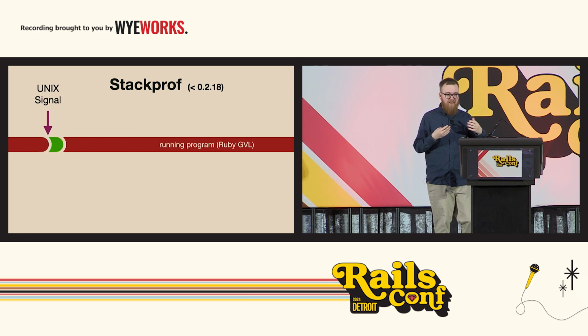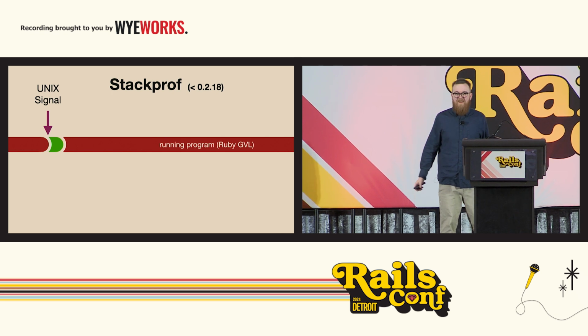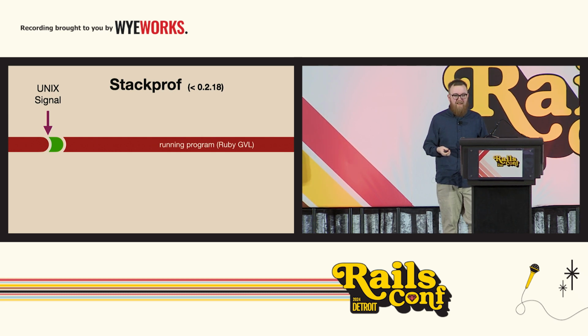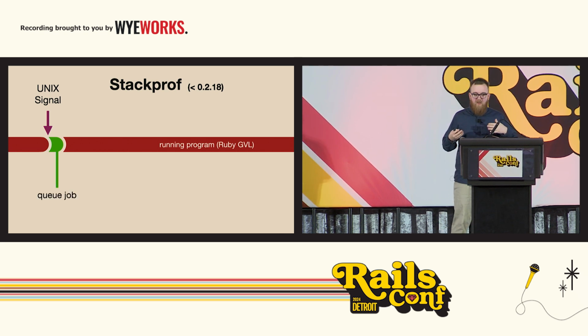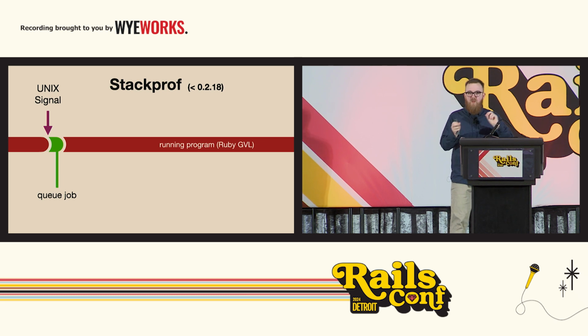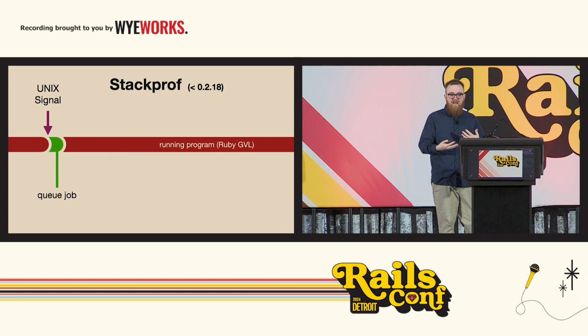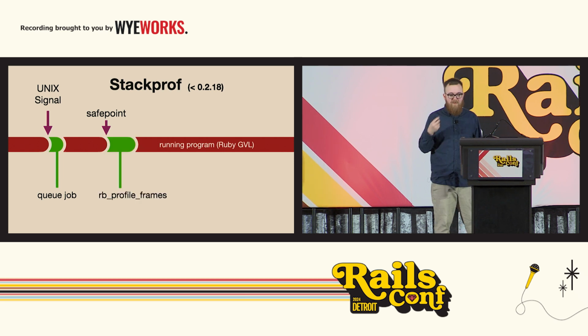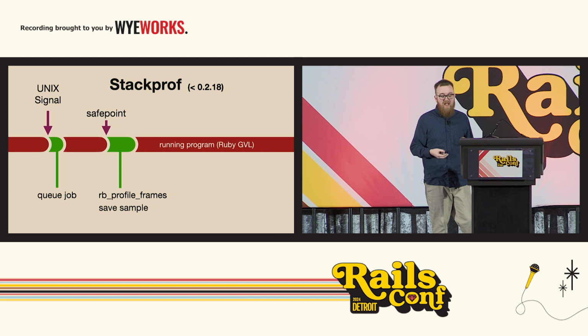And Unix signals are very, very strange in that they interrupt your program in the middle of execution at any point. Because of that, it's unsafe to do much of anything inside of a signal handler. So all StackProf's able to do is to queue a job using this Ruby API that is then run at a point the VM decides that it's safe. It's finished doing allocations or things, and the stack's in a consistent state. And it's safe to allocate again and make a profile. So we queue up a job, then we wait to a safe point, and then StackProf is able to record the frames and save the sample.